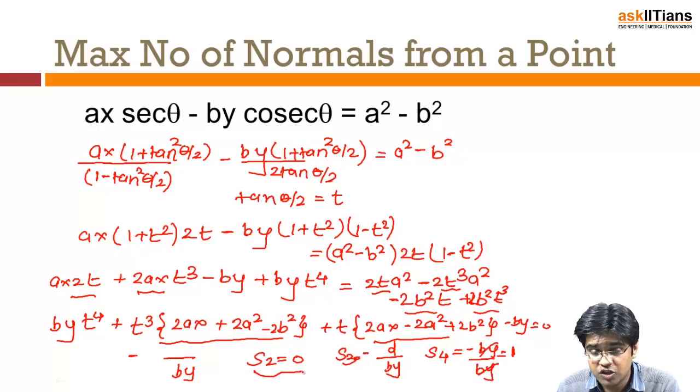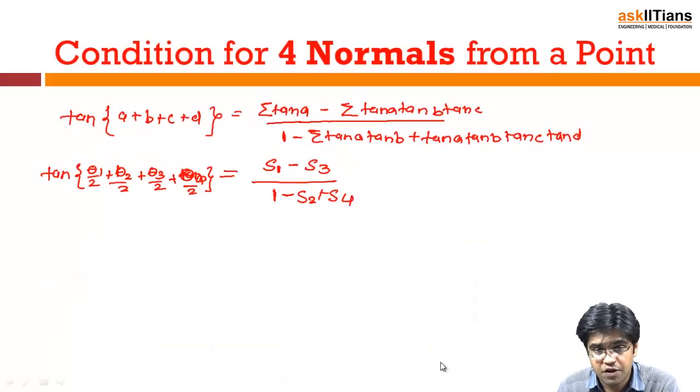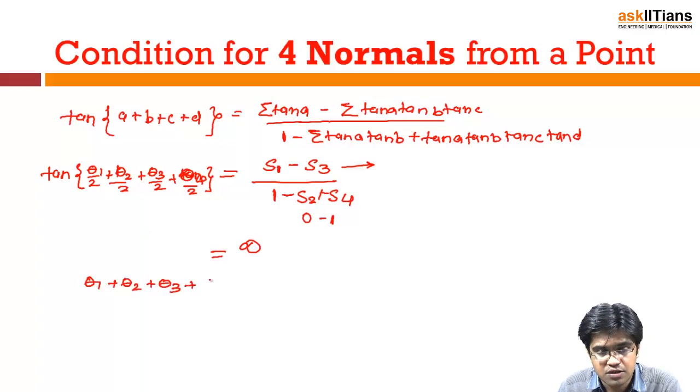Now look carefully, we have S2 = 0 and S4 = -1. If I move to the next slide and put in the values, S2 is 0 and S4 is -1. That means whatever the numerator is, we don't care, it's at least non-zero. The denominator is 0, so tan of this thing is coming infinity. The tan of the sum of all the angles is infinity. That means (theta 1 + theta 2 + theta 3 + theta 4)/2 is an odd multiple of pi/2.